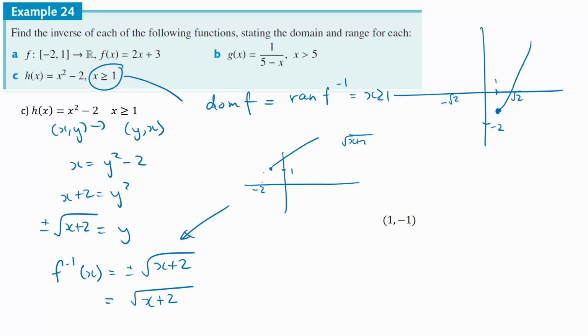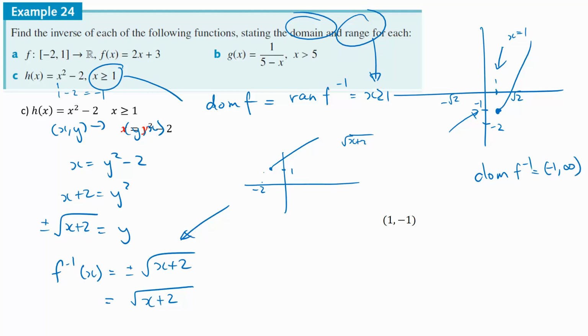Now you can answer the questions. You were meant to find the domain and range. You already found the range. You just need the domain. So to find the domain, you need to find the range here. The only way to find the range is when x equals 1. So when x equals 1, in my quadratic equation, I'd have 1 minus 2, which is negative 1. So I know down here, my range is negative 1 to infinity. That means my domain of my inverse is now negative 1 to infinity. So that means this is negative 1.